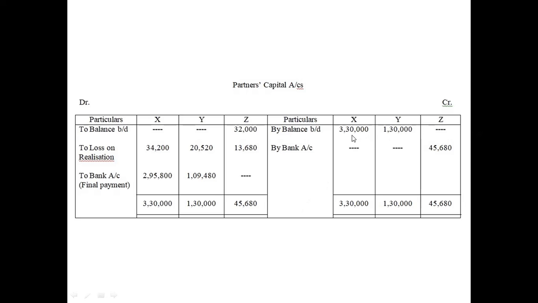So write the amount for X and Y respectively, and have a look at the asset column of your balance sheet. There you can see the balance of Z's capital, and that is your debit balance. So it is 32,000, and we write it in the debit column, to balance sheet. Now after that, there is no more adjustment.